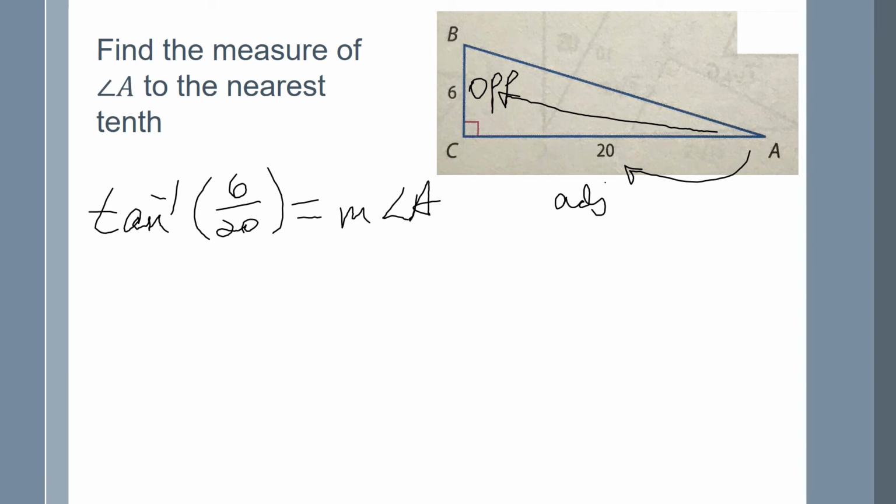So I can just take my handy dandy calculator again, and I'm going to plug in the tangent. You have to make sure you're using the right formula here. The tangent -1 is 6 divided by 20. And I hit enter, and I get 16.6992. So we're going to say that's about 16.7. So the measure of angle A is approximately 16.7.